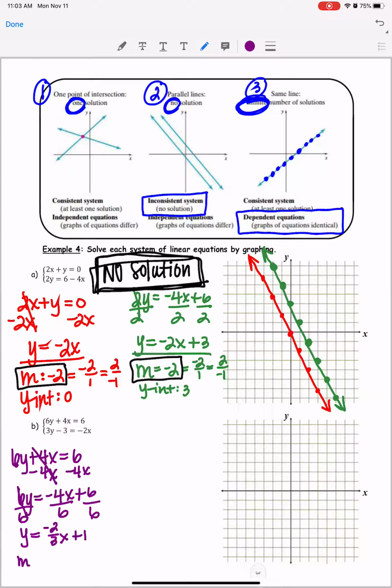Okay, so here my slope is negative 2 over 3, and my y-intercept is 1. So we'll start at my y-intercept of 1. Because it's negative 2 over a positive 3, we're going to go down 2, run 3, down 2, run 3. Okay, can't go any more that way, so I'll switch that negative. We're going to go up 2 and then to a negative 3. So up 2, negative 3, up 2, negative 3.